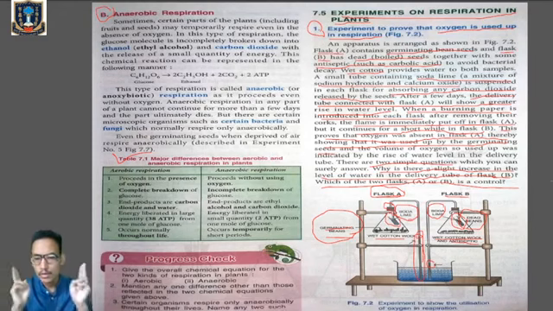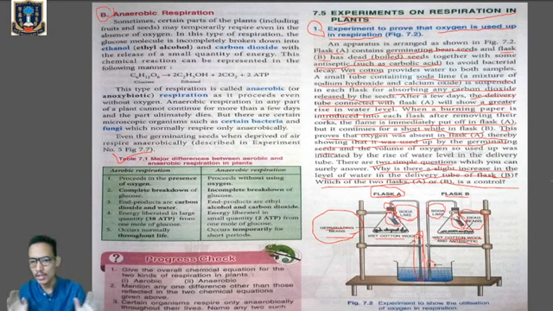Next thing, wet cotton wool, so that it can provide water in both the flasks A and B. Next thing, we are using a test tube which contains the soda lime. Its function is to absorb the carbon dioxide.